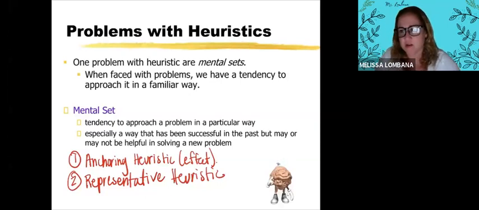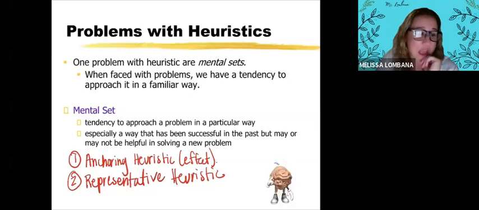Not so much the stereotype, but because of these prototypes that we create. Okay? So I will be telling you guys about my once in a lifetime chance encounter with the three Miami Heat players that never happened. It didn't happen because of my lovely representative heuristics. But I'll tell you guys that story in class.